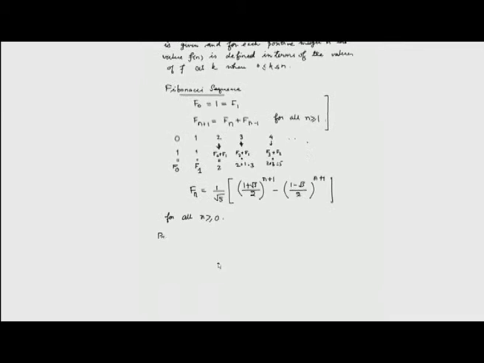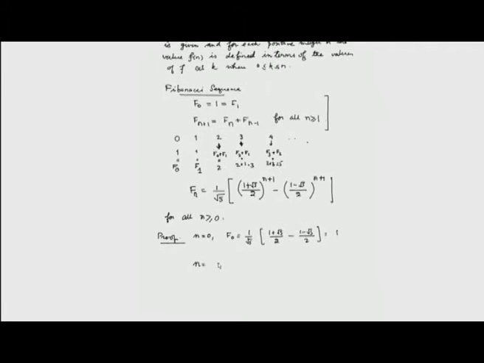Proof. Now, let us put n equal to 0. If we do that, then f 0 is 1 by root 5, and here it will be 1 plus square root of 5 divided by 2 minus 1 minus square root of 5 divided by 2. This is equal to 1.